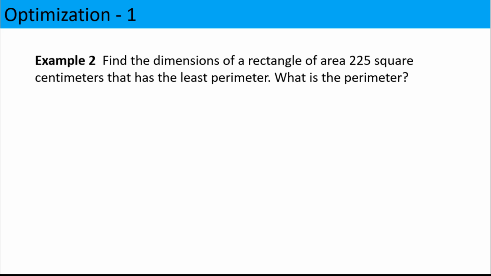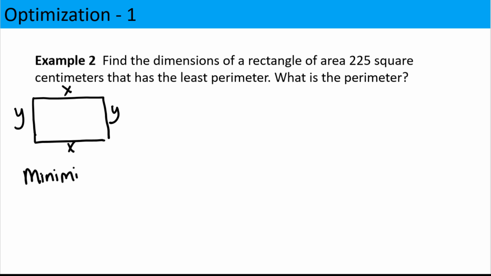Example 2. Find the dimensions of a rectangle of area 225 square centimeters that has the least perimeter. What is the perimeter? I began this minimization problem by drawing a rectangle, designating one set of sides as x and another set opposite as y. What we want to do is minimize the perimeter, so the objective function would be P, and the perimeter is the sum of the two opposite sides, so 2x, plus the other opposite sides, 2y.